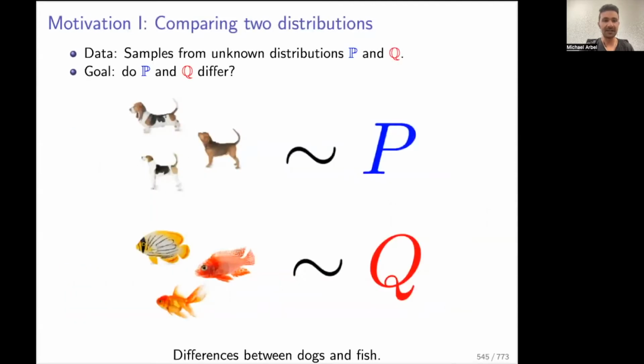So we'll start with some motivations. The first one is the task of comparing two probability distributions. We assume we are given some samples from unknown distributions P and Q. For instance, we are given images of dogs that are drawn from the first distribution P, and images of fish that are drawn from a distribution Q. The goal would be to tell just from these samples how P and Q are different, or if they are equal to each other.